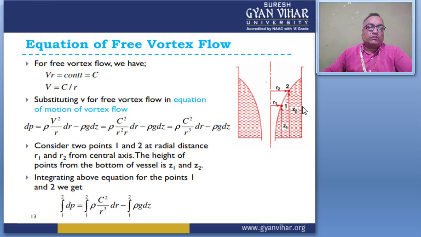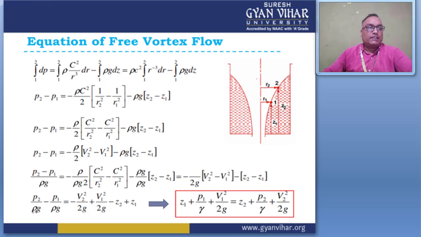So integrating this equation, ∫dp from 1 to 2 equals ∫ρC²/r³ dr from 1 to 2 minus ∫ρg dz from 1 to 2. So ∫dp from 1 to 2 is equal to ρC² ∫r^(-3) dr from 1 to 2, minus ∫ρg dz from 1 to 2.